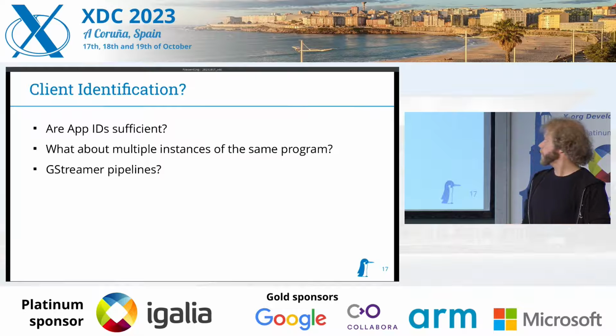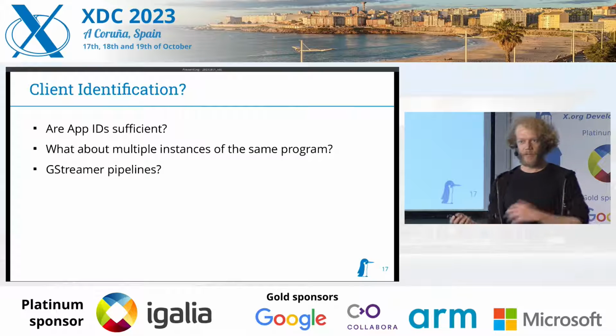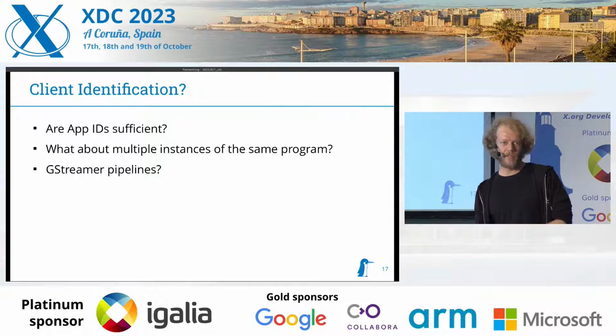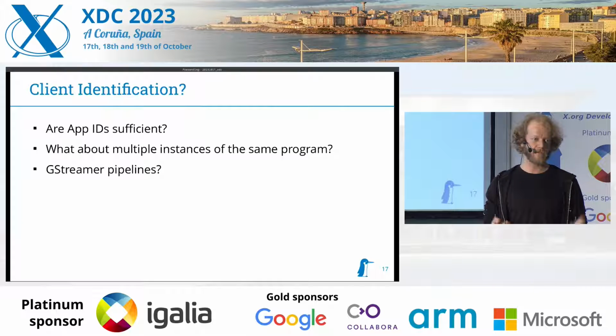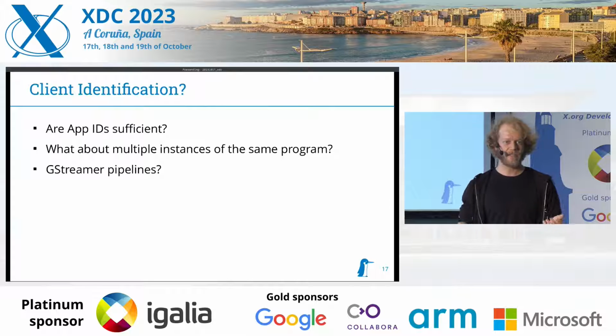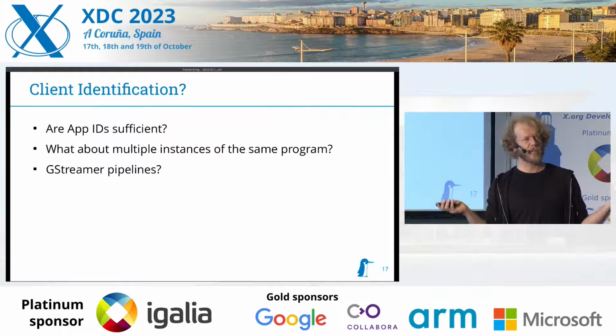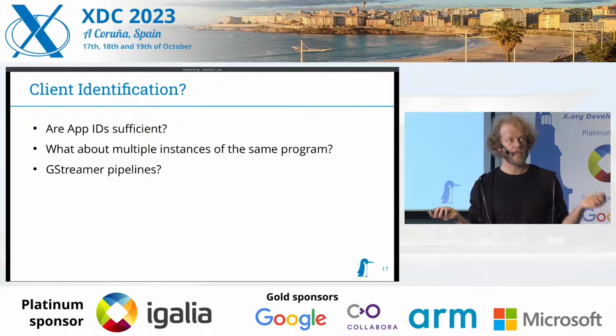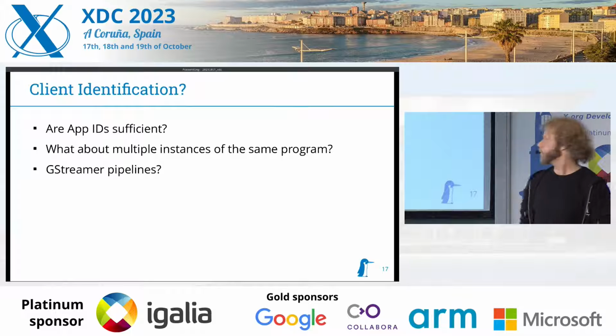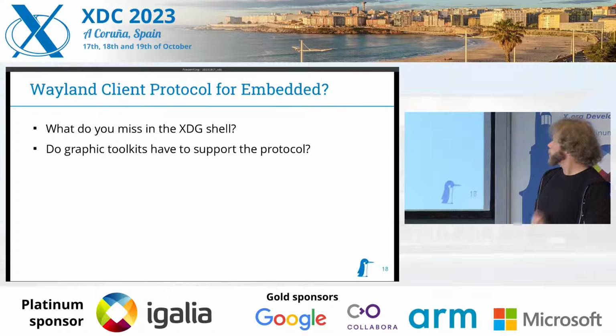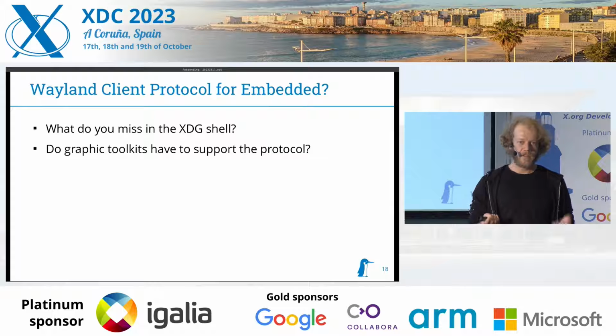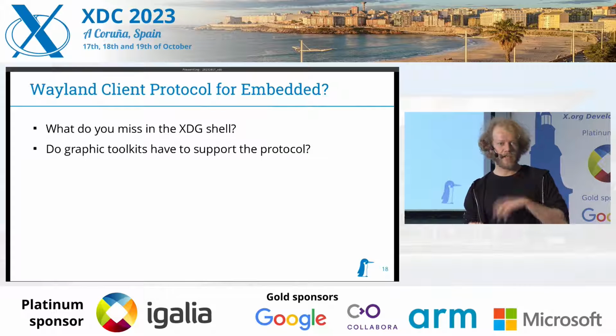For client application identification, are the app IDs sufficient? What about the same application that runs multiple times? This is, for example, relevant for GStreamer. If you run multiple GStreamer pipelines, I'm not sure if they set the app ID at all. So that's a problem. And do we need or want a protocol for clients to identify against the compositor?